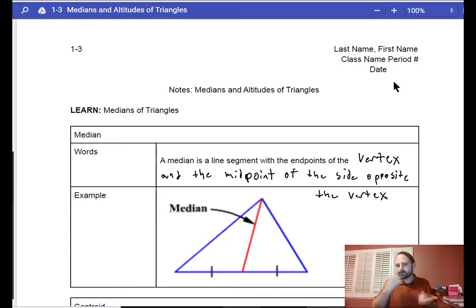So what is that? Well, here's a handy dandy picture right here. Here's the vertex, and it goes across, and look, it bisects this side. Now, this is not the perpendicular bisector, because it's not perpendicular. It could be, but it doesn't have to be. Let's go on.